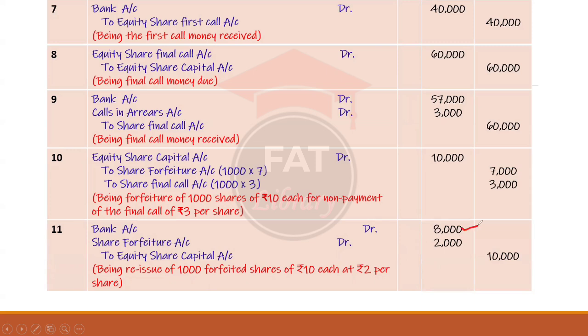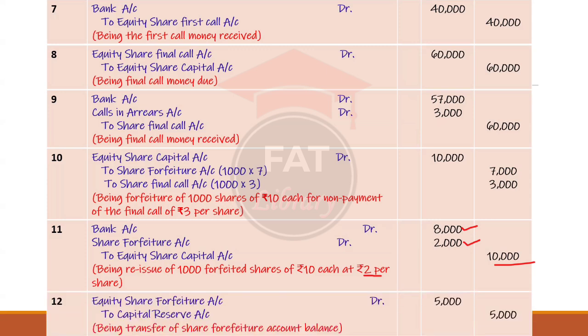So this is for 8 rupees, we have issued the shares. 1000 shares for 8 rupees each, that is 8,000 the company is having, but still they want this 8,000, they have to collect. So from the forfeiture account, at 2 rupees per share, they are taking the amount. So that is 2000 rupees, 1000 shares into 2 rupees per share. And the last journal entry will be for transferring the balance to the capital reserve account. So that is equity share forfeiture account debit to capital reserve account.